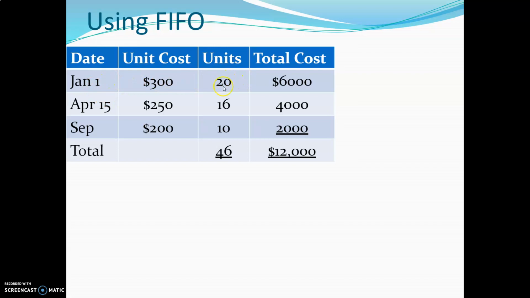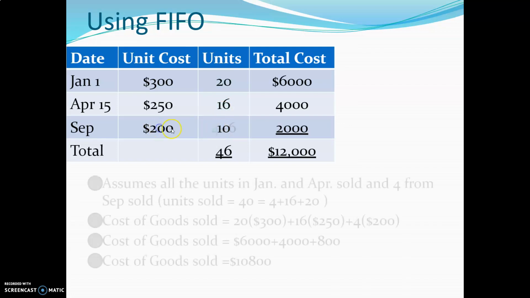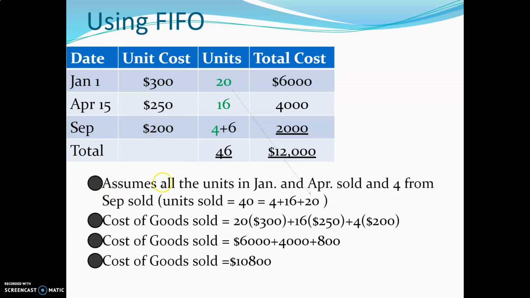So there's 20 units coming from here, but we still need to sell 20 more. So we sell another 16 here, but wait, we still haven't made it to 40. Well, we need another 4 more, and we sell them at this price, 4 of them here. So let's just see how those actual numbers work out. This assumes that all the units in January and April sold, and 4 from the September purchase sold.